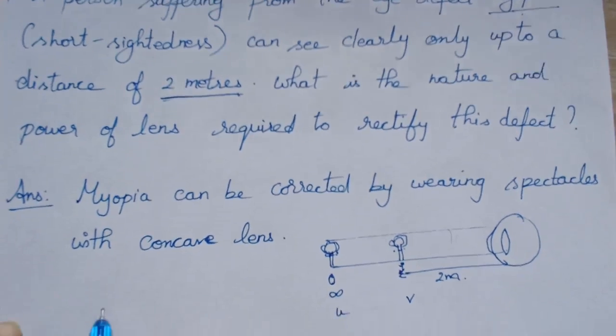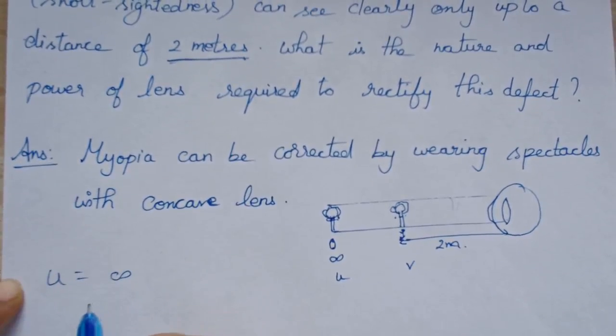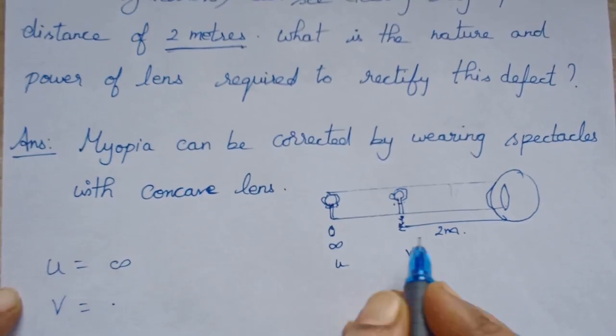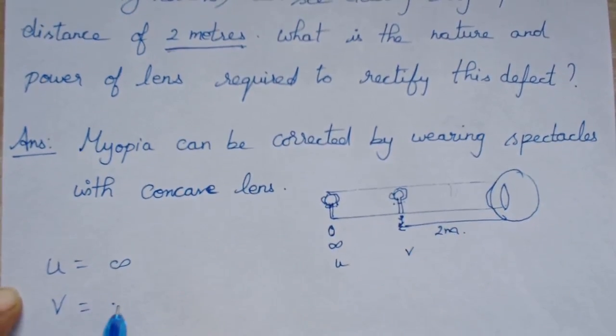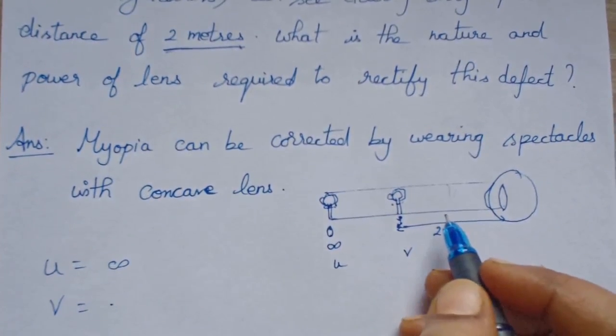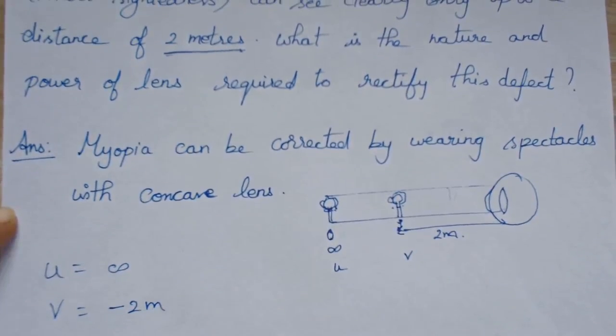So your u, the object distance, is equal to infinity. Then v, the image distance, is equal to 2 meters. Since for a concave lens you always get a virtual and erect image on the left side, it will be on the negative side of the x-axis. So it is minus 2 meters. Always concentrate on the signs.